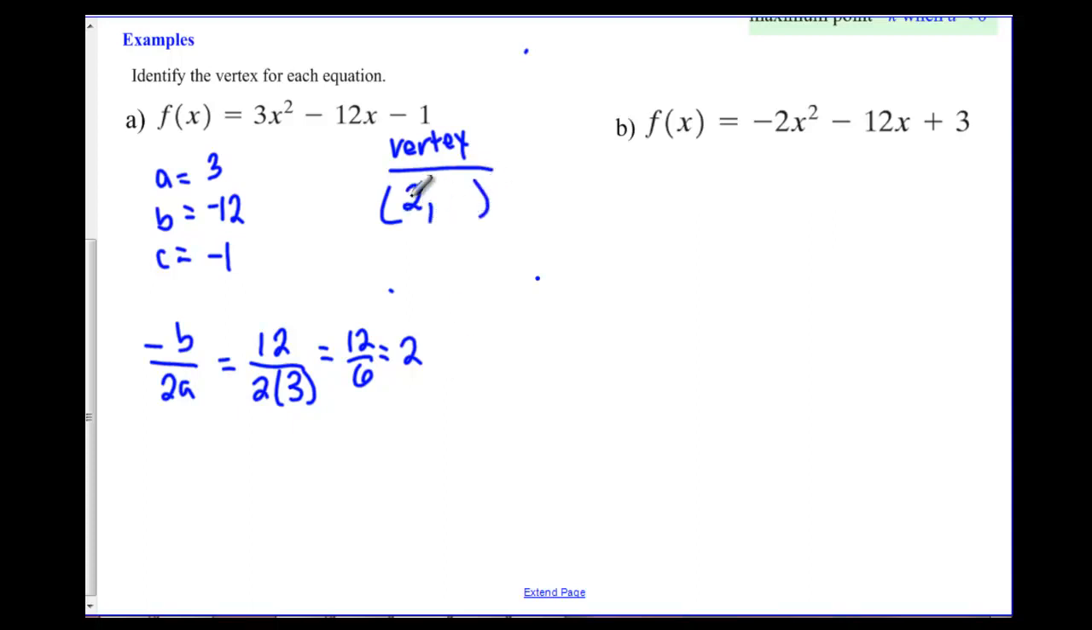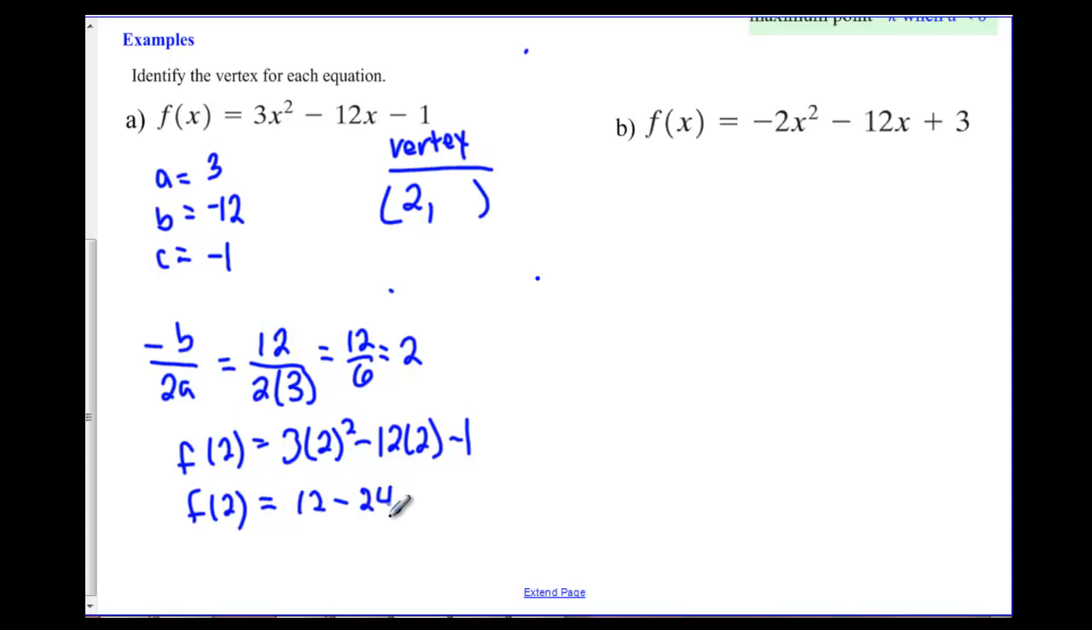If you know that much of your vertex, how do you get the other half? Yeah, plug it in. So we're going to do f of 2, which would be 3 times 2 squared minus 12 times 2 minus 1. So this will be what? 12 minus 24 minus 1. So did you guys get negative 13? Super.